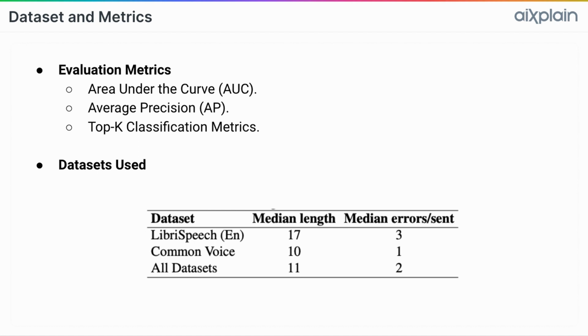For evaluation of our method, we use AUC, average precision, and top K classification metrics. As a reference, attention values are compared with the binary score from the GWare library, which labels faulty words in the transcription, such as those that are deleted, inserted, or substituted. You can also see the stats of our dataset from LibriSpeech, Common Voice, and also all datasets combined.